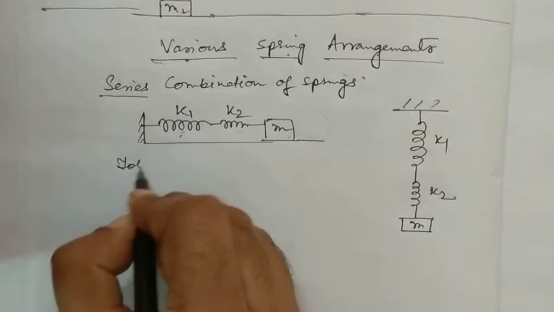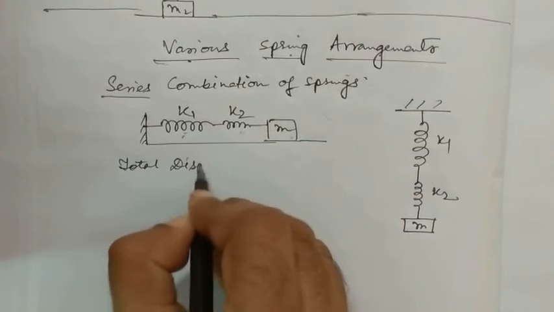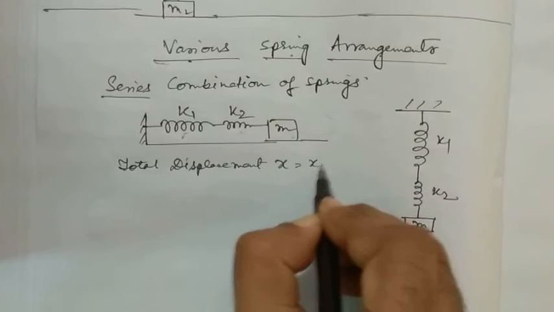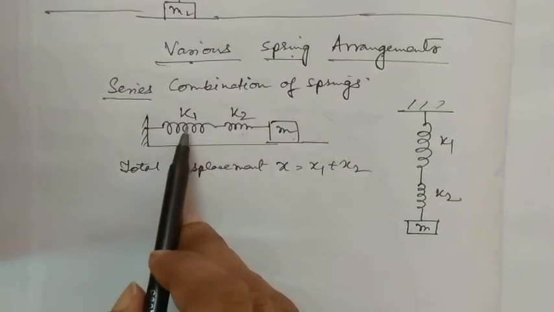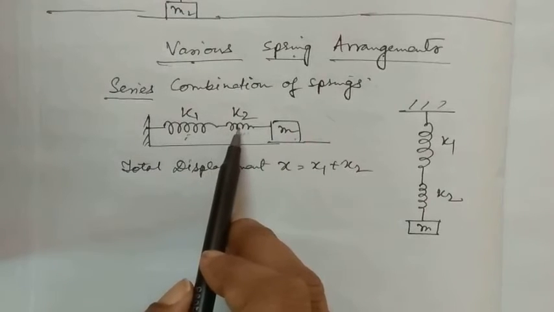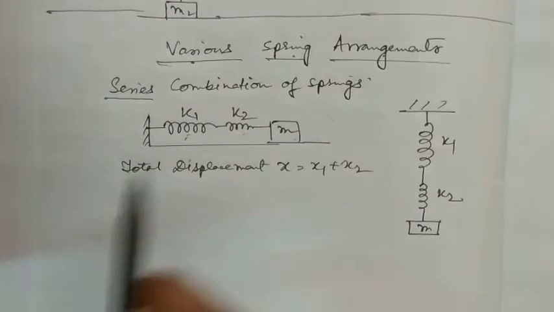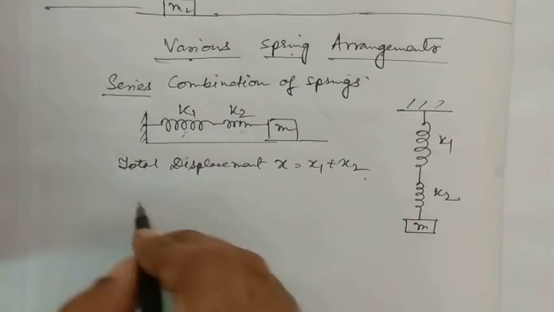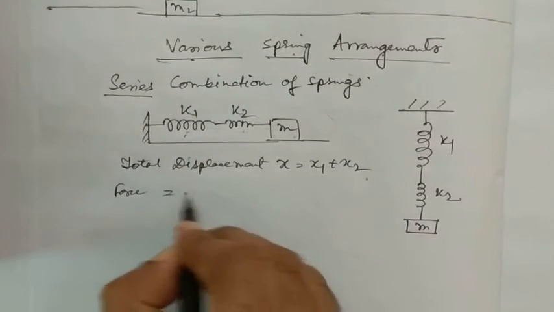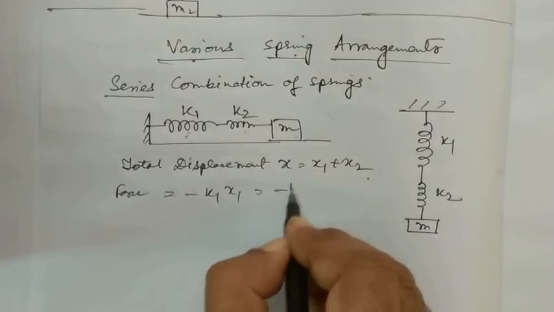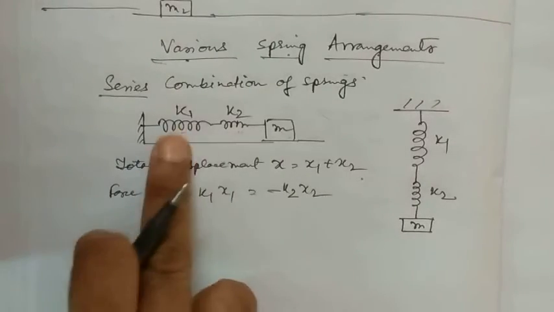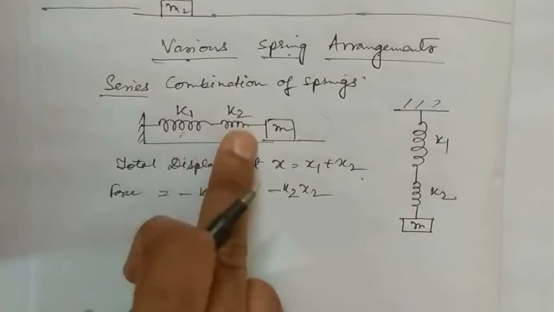Now total displacement, let the displacement for the spring with spring constant K1 be x1. So x must be equal to x1 plus x2. That means displacement of the spring with spring constant K1 is x1, and that of the second spring with spring constant K2 is x2. So force acting on both the springs, force is equal to minus K1 x1 is equal to minus K2 x2, because the force is acting in the same magnitude on both the springs.